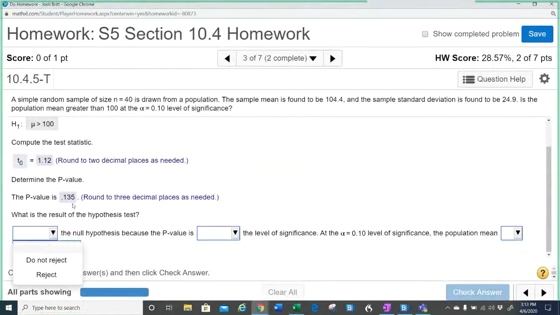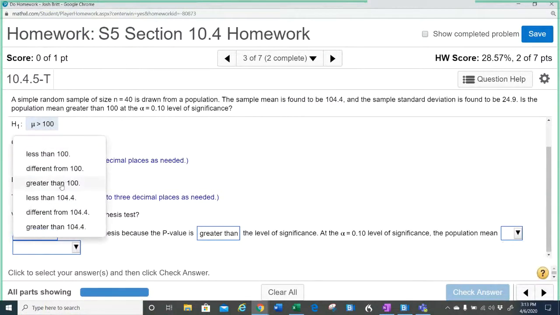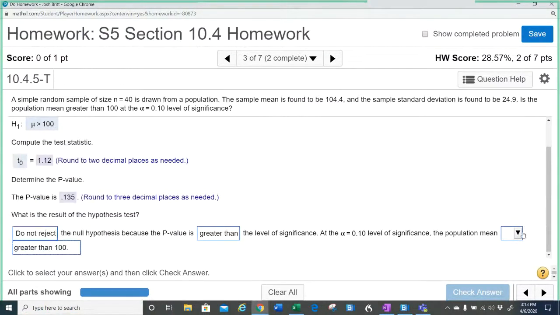So this is large, so do not reject. P-value is greater than alpha. So there is not enough evidence to say the population mean is greater than 100.